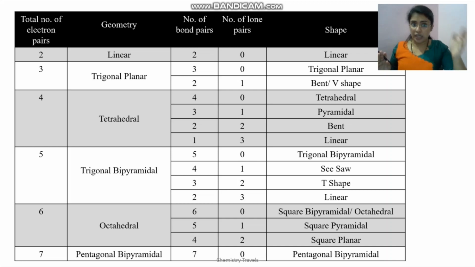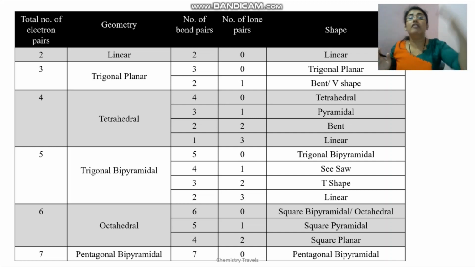And this 3, the total number, can be divided between bond pairs and lone pairs in two ways. One is 3 bond pairs and 0 lone pairs, or it can be 2 bond pairs and 1 lone pair. So if it is 3 bond pairs and 0 lone pairs, then my structure would be trigonal planar. But when I'm having 2 bond pairs and 1 lone pair, then my shape would become a bend shape. The geometry is still trigonal planar, but when I talk about the shape, this 2 bond pairs and 1 lone pair would give rise to a bend shape.